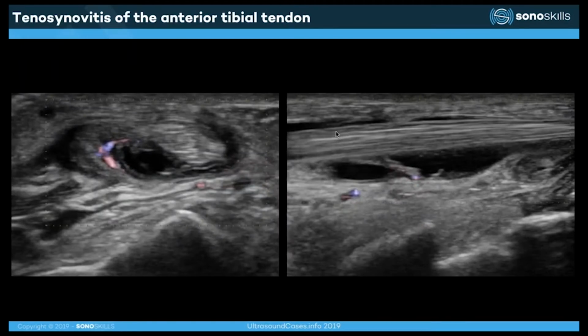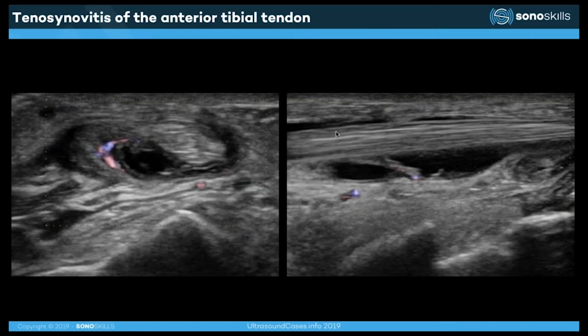If we see a pathology, always check in two planes, short axis and long axis. Only if you can see the same pathology in two planes, then you can say it's a pathology. So in this case, it's a tenosynovitis of the anterior tibial tendon. We can see that the tendon itself is quite okay. It looks okay, but around the tendon the sheath has increased in thickness, so the shape has changed.